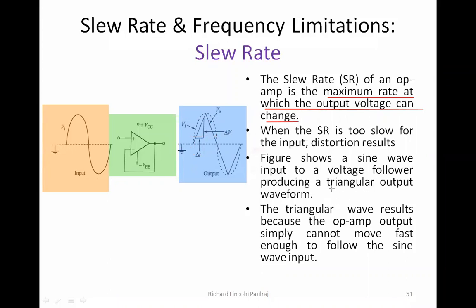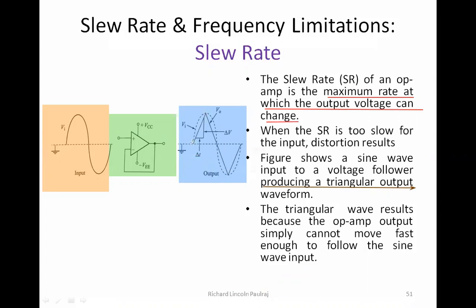Now it is producing a triangular output, so that's important. Why is it forming a triangular output? It is because the op-amp output simply cannot move fast enough to follow the sine wave input. So it is not able to keep up with the input levels, and slowly it is shooting up from one point to another point.